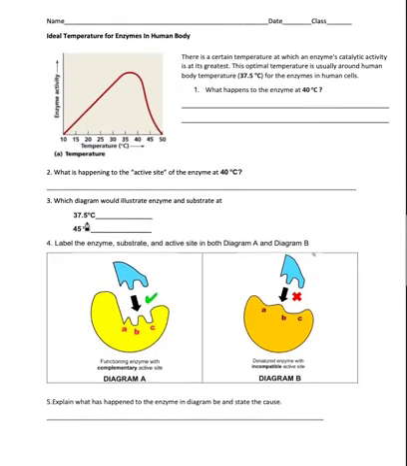All right, so at 37.5 degrees Celsius, the active site on the enzyme looks like this, and it's going to fit perfectly with the substrates. Okay, so diagram A represents this 37.5 degrees Celsius. Diagram B represents the 45 degrees Celsius, where it's almost completely denatured, and it's not going to work.